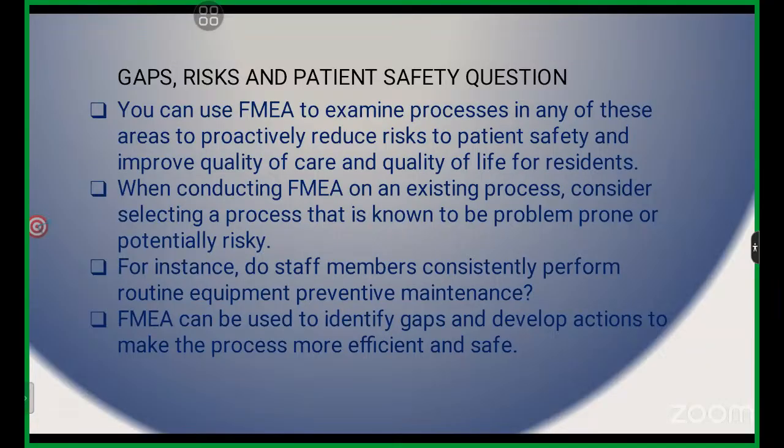When conducting FMEA on an existing process, consider selecting a process that is known to be a problem or to be problem prone or potentially risky. That's why we use risk priority numbers, the RPNs that we've seen in the previous slide. For instance, do staff members consistently perform routine equipment preventive maintenance? In FMEA, we can identify gaps and develop actions to make the process more efficient and safe.